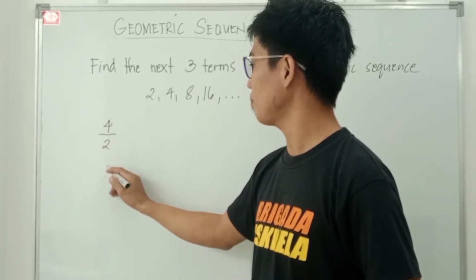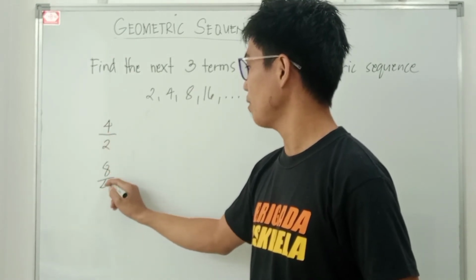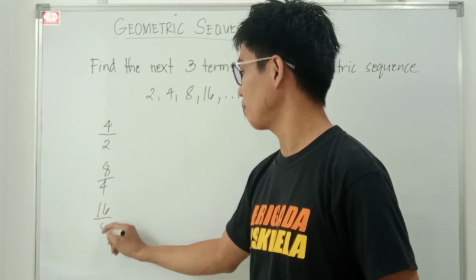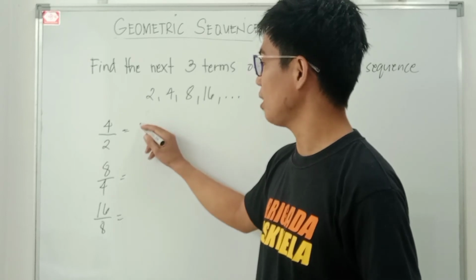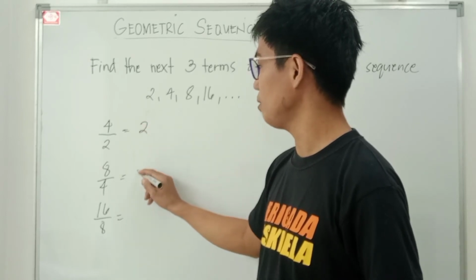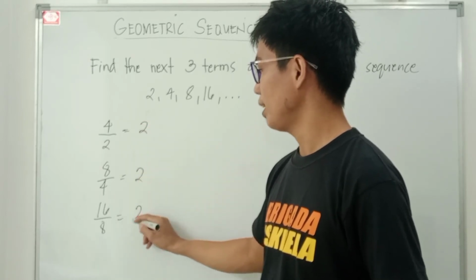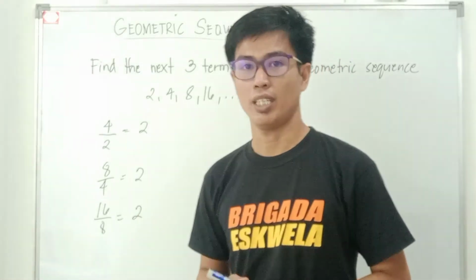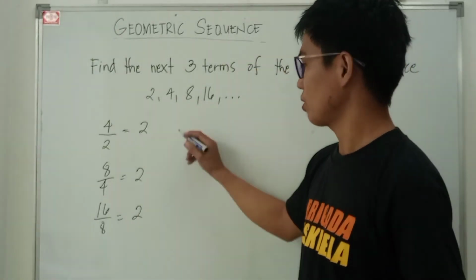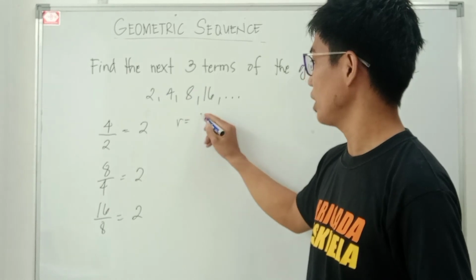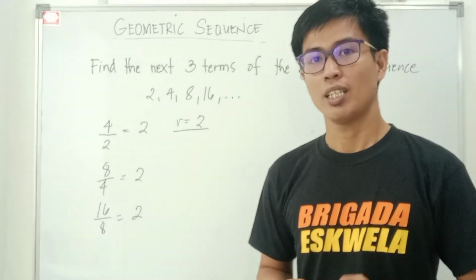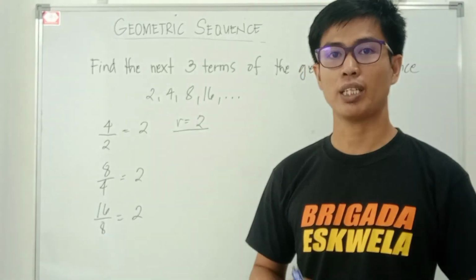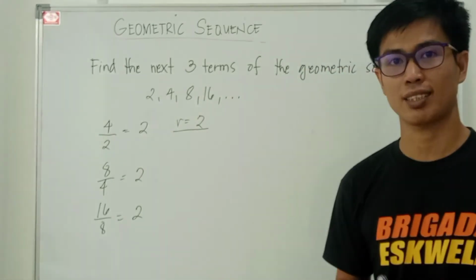So we have 4 divided by 2, 8 divided by 4, and 16 divided by 8. So dividing the given, we have 4 divided by 2 is 2, 8 divided by 4 is 2, and 16 divided by 8 is 2. So therefore, our common ratio is 2. Then, nakuha na natin yung common ratio, we can now proceed with getting the next three terms.